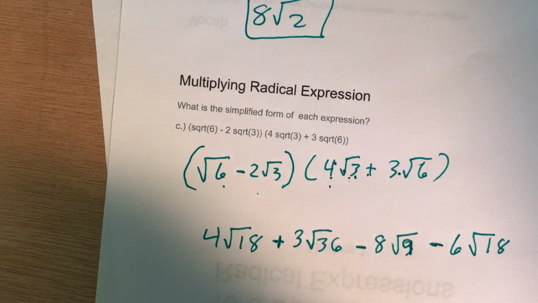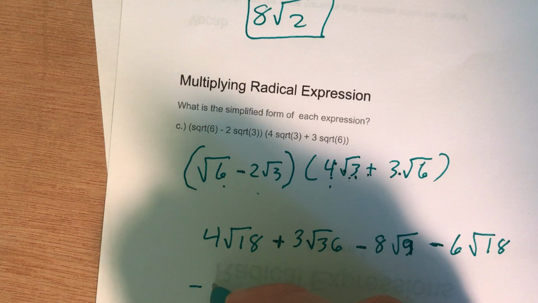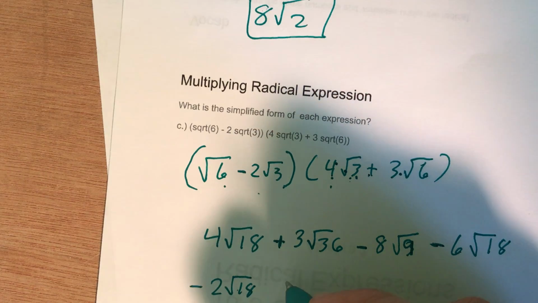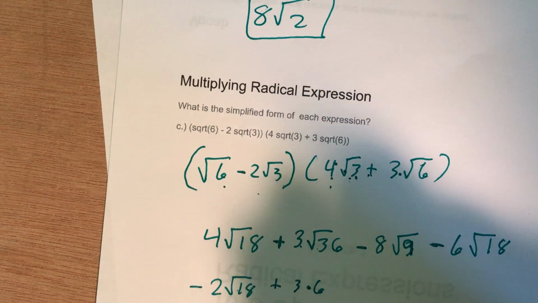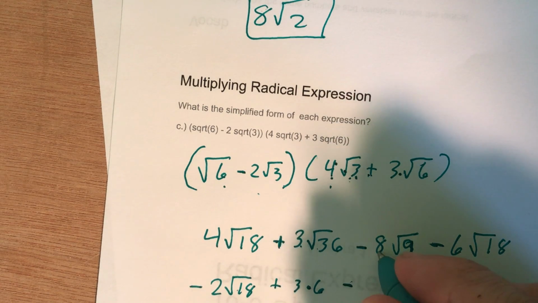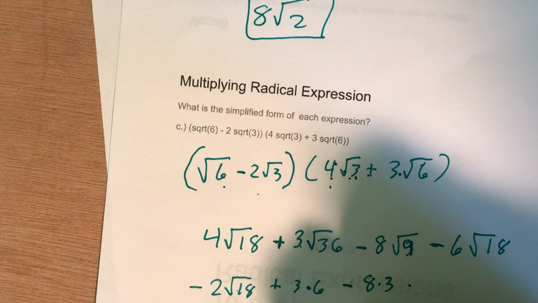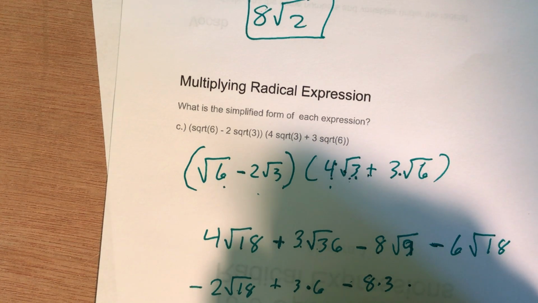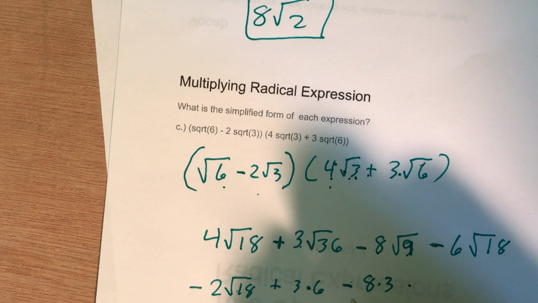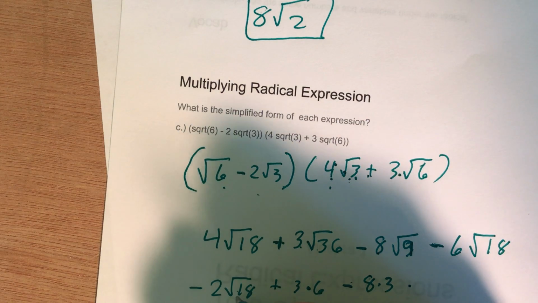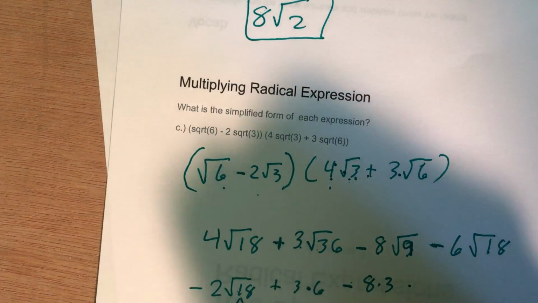Inside here, I'm going to combine these two first. You're going to get a negative 2 square root 18. I might not be done with that yet, but we'll see. Plus, right here, you'd have 3 times 6, because that would get me square root there, minus 2, or negative 8, times 3. And we've already taken care of that. So we're going to get 18 minus 24.